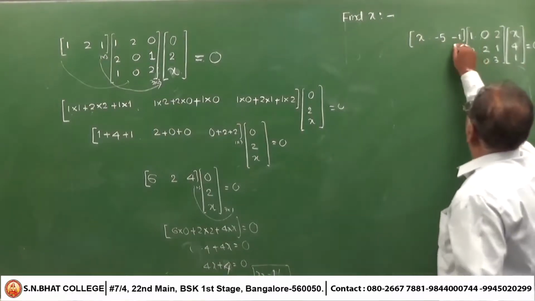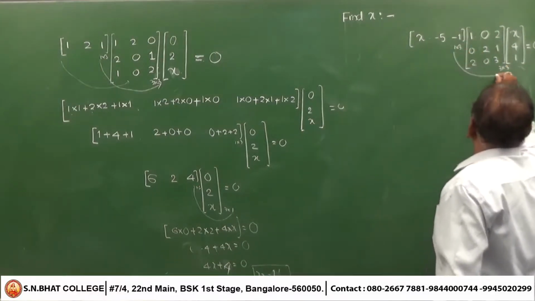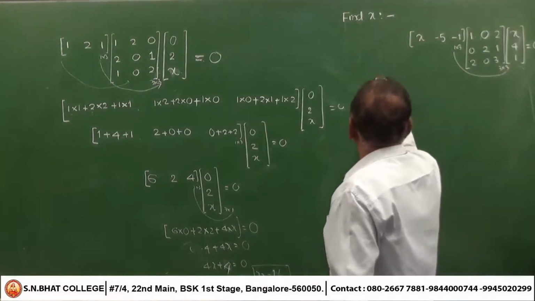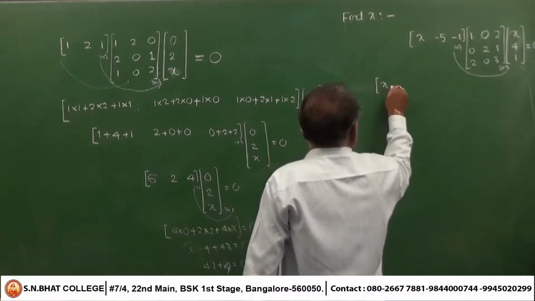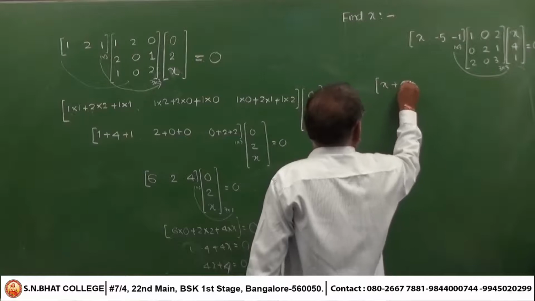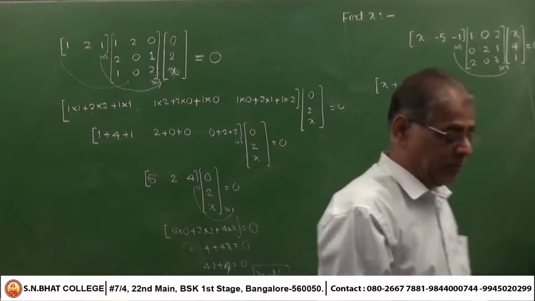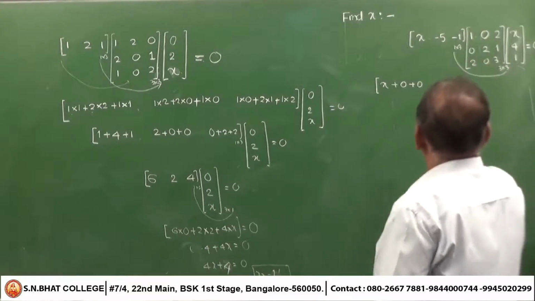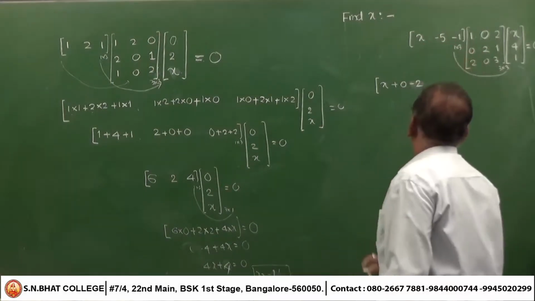This is 1 row 3 column, 3 row 3 column. After multiplying, you get 1 row 3 column, multiply the first two matrices. x into 1 is x, plus minus 5 into 0 is 0, plus minus 1 into 2 is minus 2. First row, first column. x into 1 plus 0 minus 2.